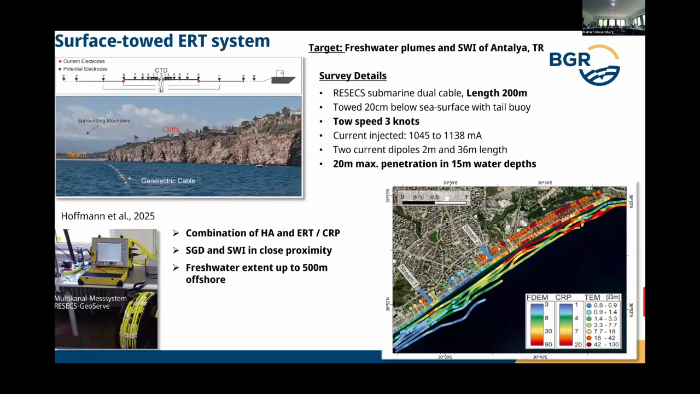And here are the survey lines of the ERT systems. And they found fresh water extending up to 500 meters offshore. I just showed some examples of the different CSEM systems and some ERT systems.